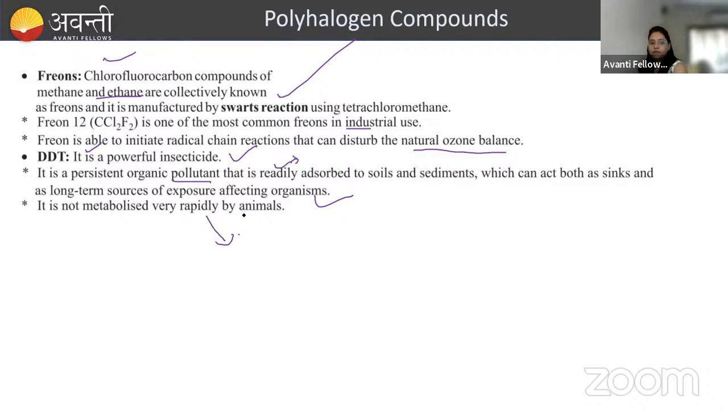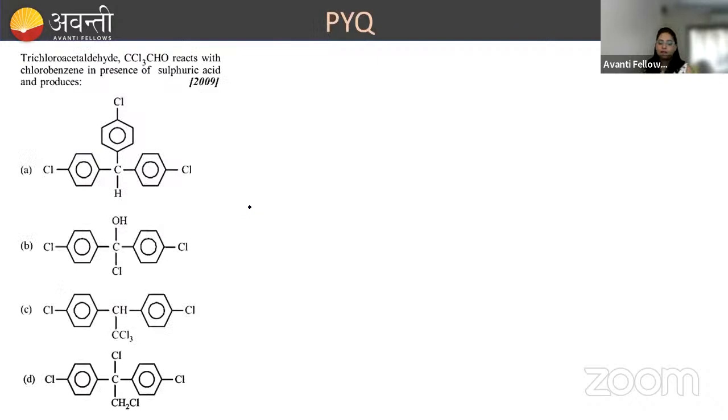Okay. Very good. Now there are several problems, two to four problems, depending upon these polyhalogen compounds. So tell me the answer. Let's solve this. Trichloroacetaldehyde reacts with this molecule, chlorobenzene, in the presence of sulfuric acid. Which product are you going to get?